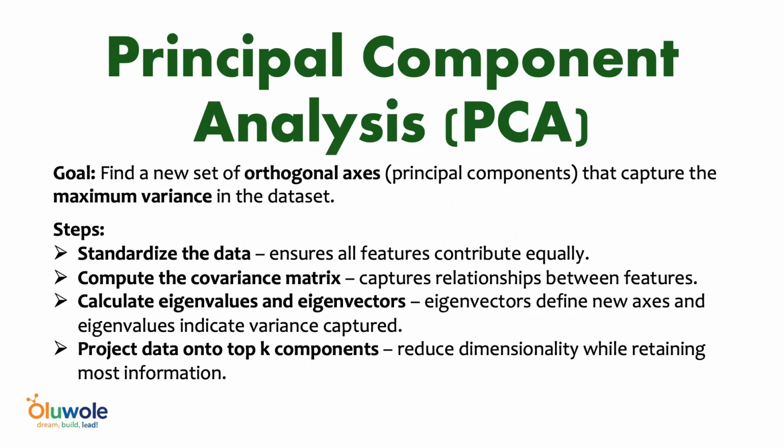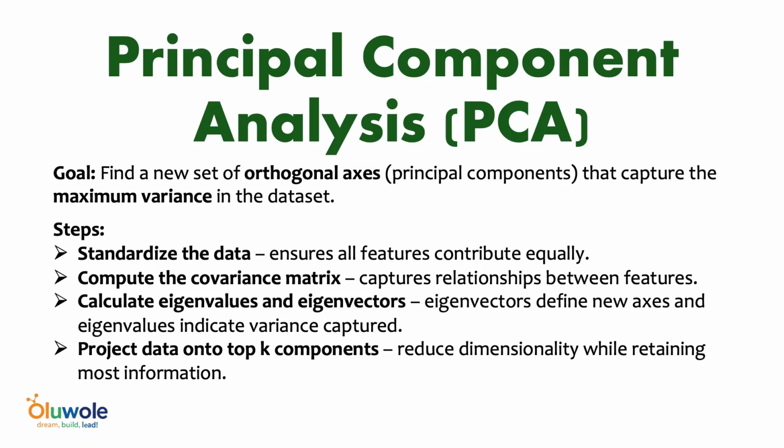Look at principal component analysis that we call PCA. What is our goal? We want to find a new set of orthogonal axes, which we call the principal components, that capture the maximum variance in a data set. When we say maximum variance, those are the variables that represent the whole culture of the data set. And what are those steps that we take when we want to do PCA?